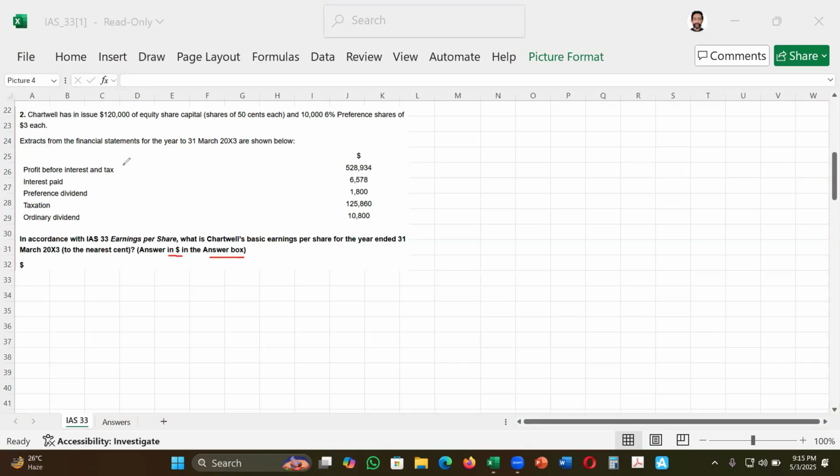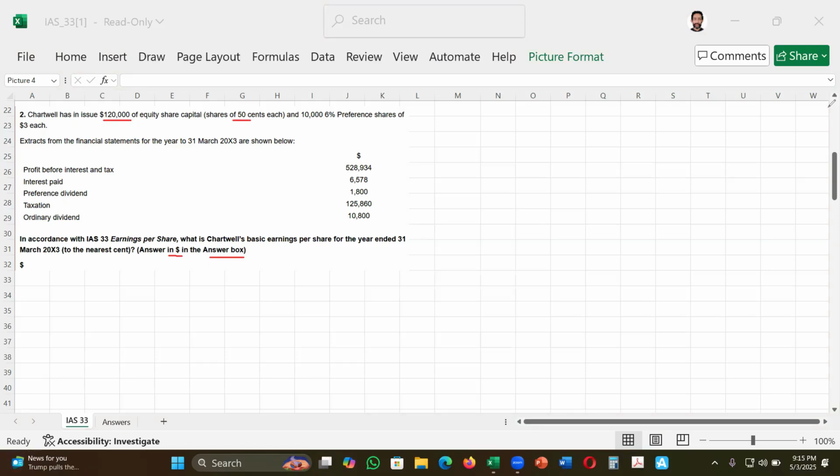So let's see. Chartwell has an issue of 120,000 of equity shares, and the shares are 50 cents each. So this is the dollar value, which is 120,000, and each share is 50 cents. So the total number of shares are 240. So we are going to use 240,000.